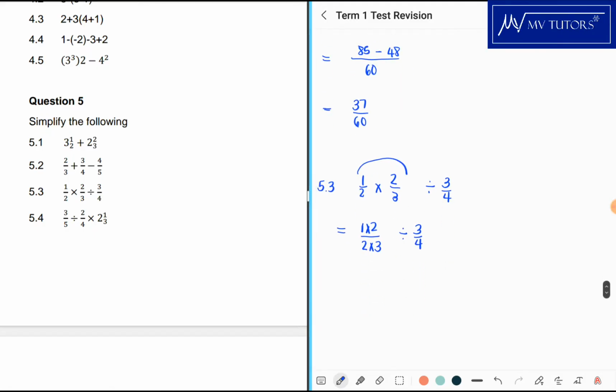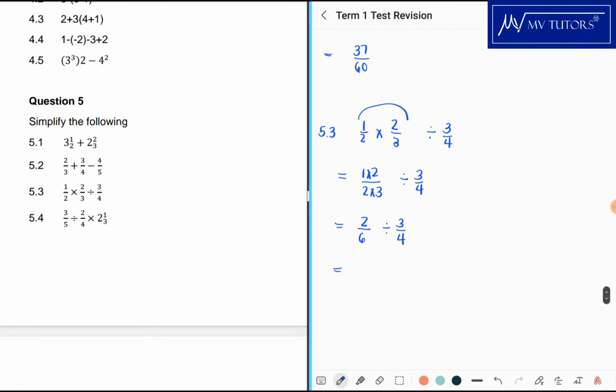All right, so what do we get when we multiply the numerators? We get 2. The denominators, we get 6. And we say divide by 3 over 4. Now, what are the rules when it comes to division? Firstly, the first fraction must stay the same. We turn the division into multiplication. We swap the numerator and the denominator, and then we multiply as normal. 2 times 4 is 8. 6 times 3 is 18.